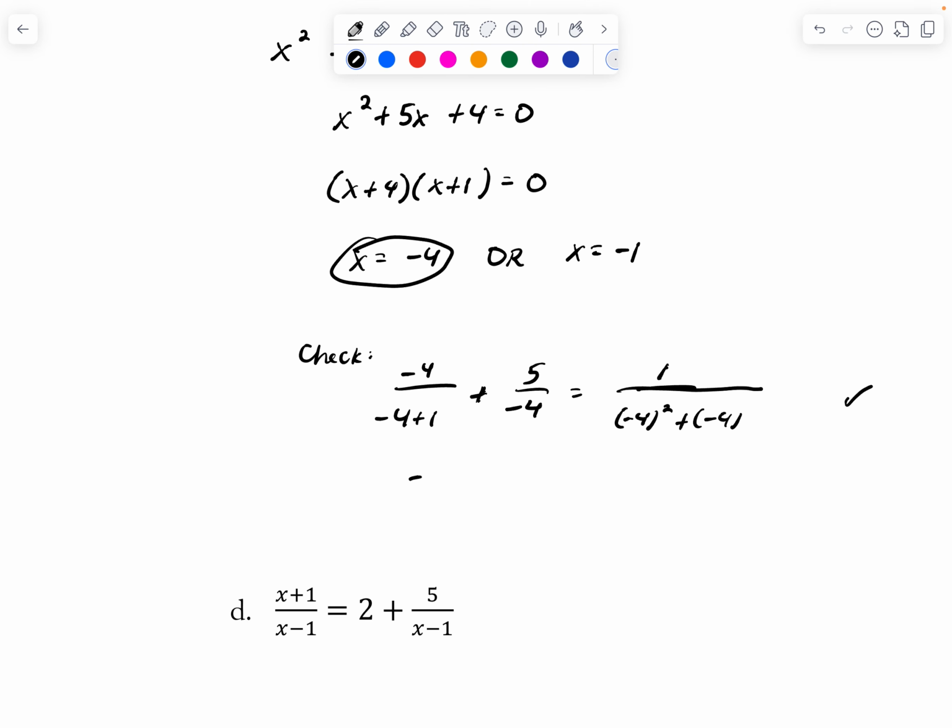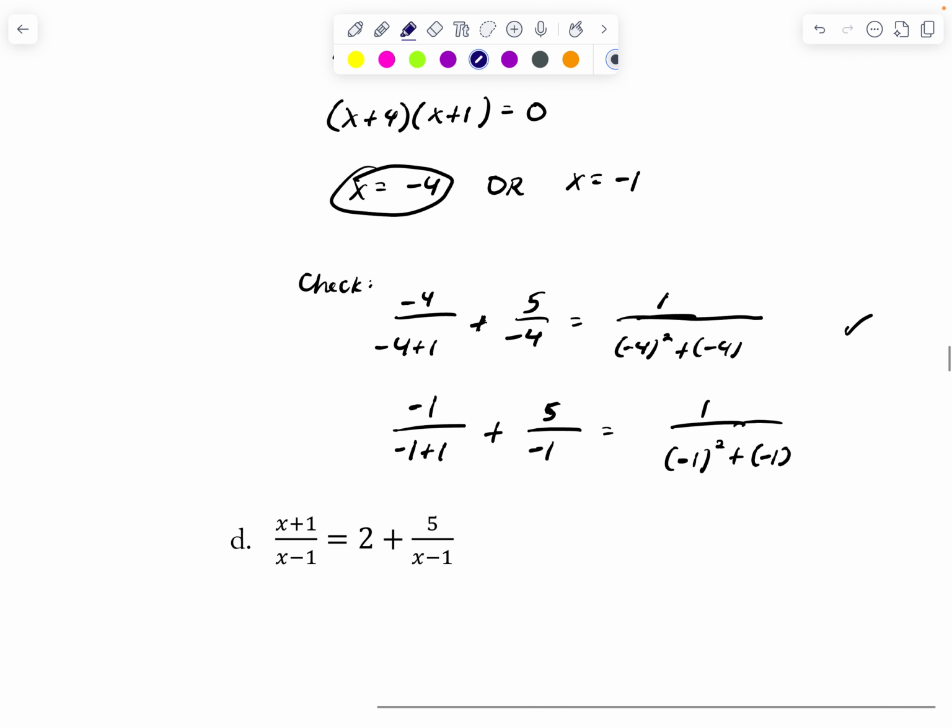If I did this for negative 1, you should have alarm bells going off in 2 of these cases, but it just has to happen one time. Literally the first fraction that I plugged it into made 0 in the bottom. So this one is not going to work for x equals negative 1, so make sure you cross it out. You don't have to write this, but that is what is called an extraneous solution. So make sure you're checking on doing these.